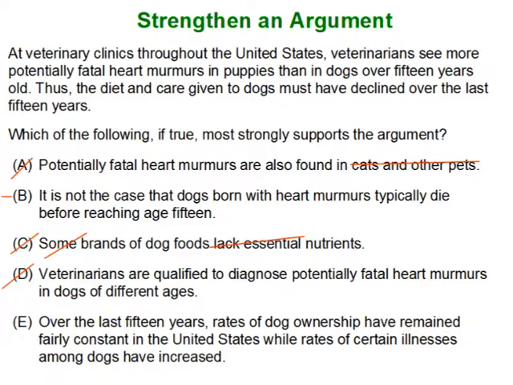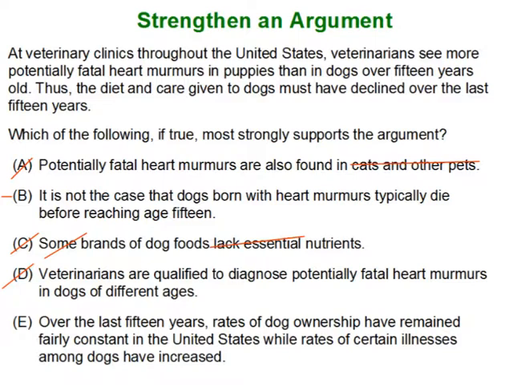Now, with answer choice E, over the last 15 years, the rates of ownership have remained constant and illnesses have increased. So dogs are sicker than they used to be. This tries to add additional evidence to the idea that their diet and their care must have declined. But notice how this requires lots of assumptions. What else could have caused these illnesses to increase? Does it have to be the diet and the care?